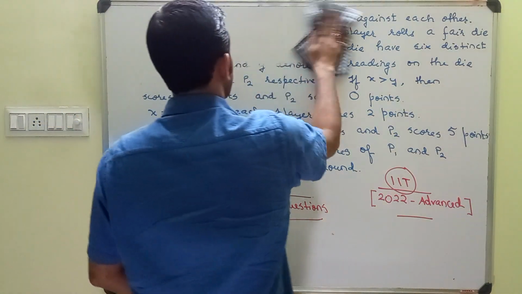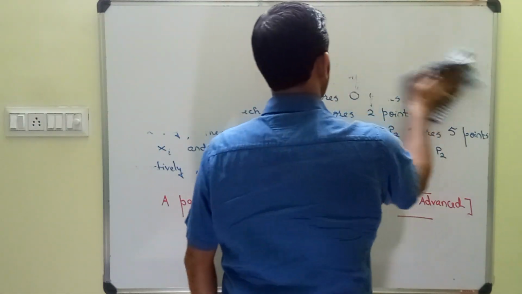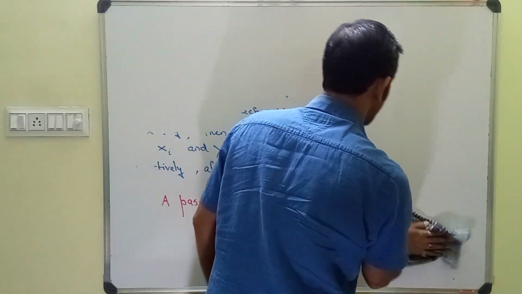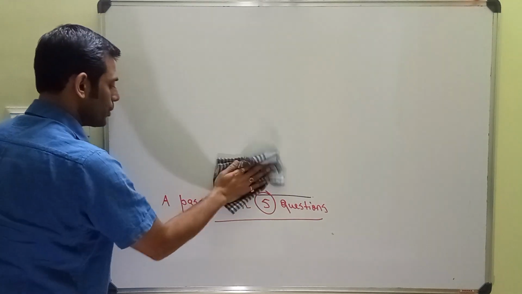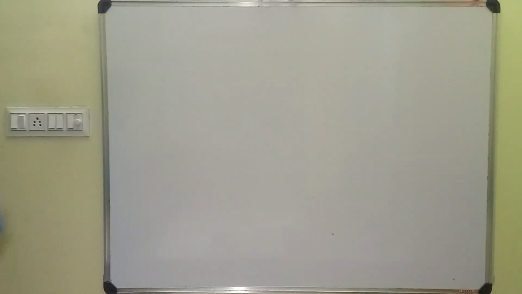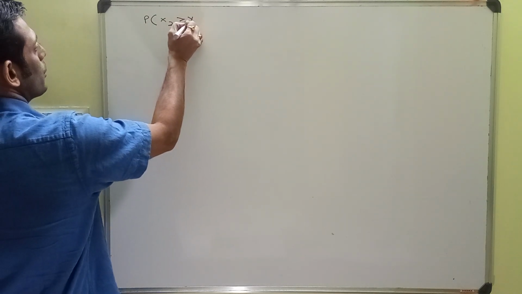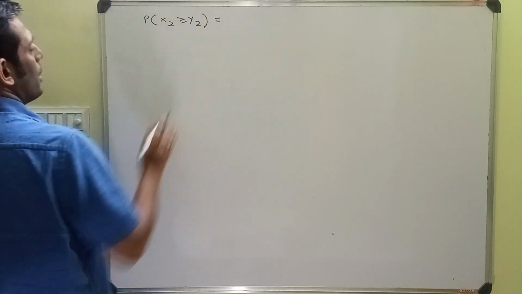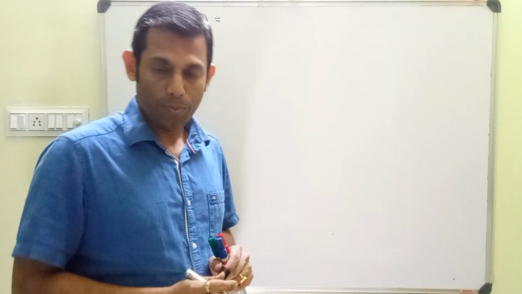Question 1 says, if capital X2 is greater than or equal to capital Y2, then what is the probability of that? The question number 1 begins like this: the probability of X2 greater than or equal to Y2. This is the question. What exactly is X2?